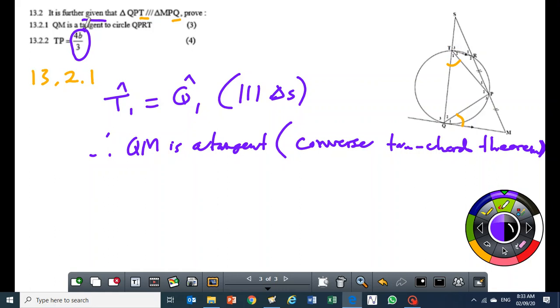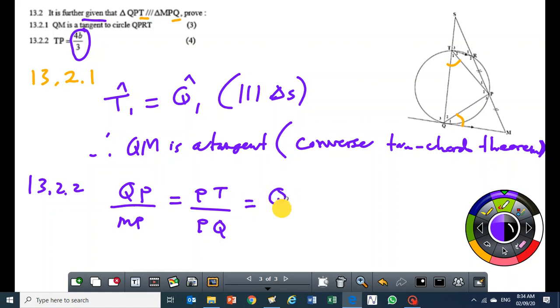Okay, in fact, I've got it now. So my 13.2.2, it will be QP over MP is equal to PT over PQ. And that's equal to QT over MQ. Okay, using similar triangles. As I said, here you can write the names of the triangles. Fine. Then from these three ratios, we have to choose one which has got PT, which is this one.